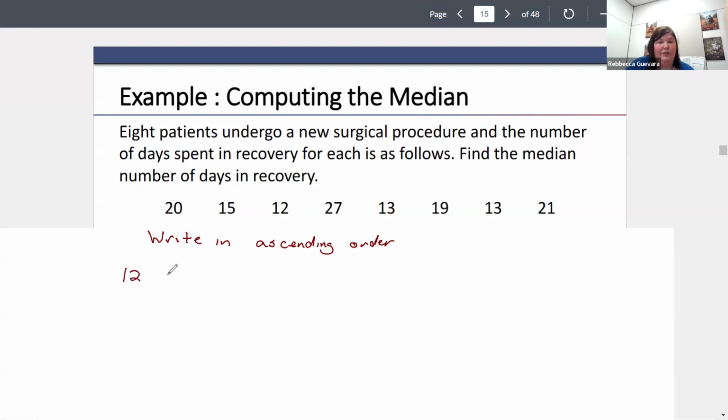We're going to start with 12, 13. We got another 13. Then we got a 15. Then a 19, a 20, a 21, and a 27. When you reorder, I always advise you to count, because we had 8 patients here. We should have 1, 2, 3, 4, 5, 6, 7, 8 after you order it. Sometimes when you're reordering, you miss a number and things get messed up.